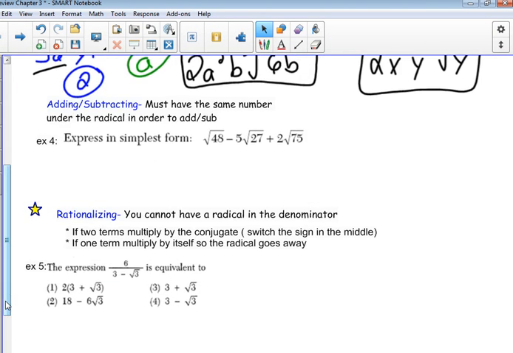When we add or subtract radicals, make sure you have the same number underneath the radical sign to do it. So like here, these are not the same, so you can't just go through and start subtracting and adding. You've got to break them down first to get them to be the same. So these are all square roots. The first thing you want to do is break them down. You want the biggest perfect square that goes into each radical.